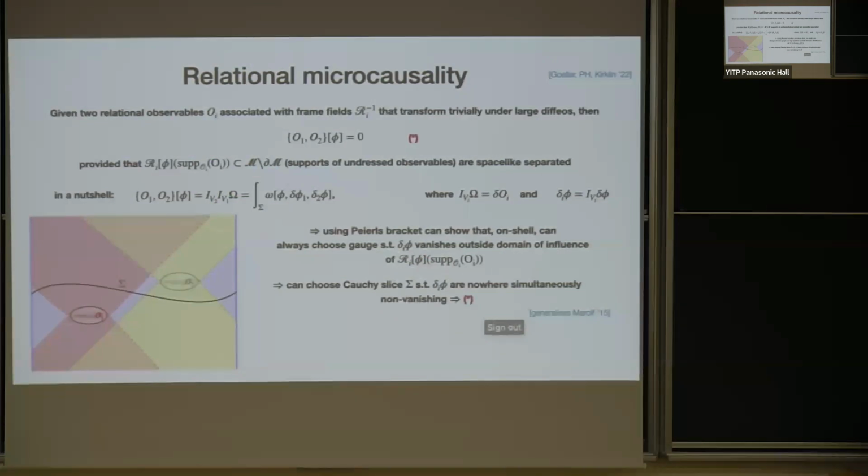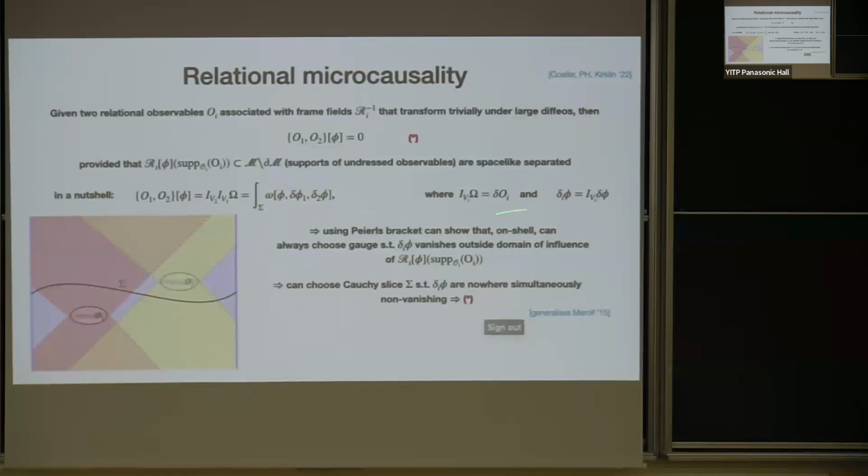So, for instance, if you're looking at a scalar field, a relational observable of it, the space-time support would really be the point in the bulk space-time where you want to evaluate that field. That really just means you can always choose a Cauchy slice in such a way that nowhere on the slice are these two variations non-vanishing simultaneously. And since this is linear in both of them, that means that this whole thing vanishes in that case.